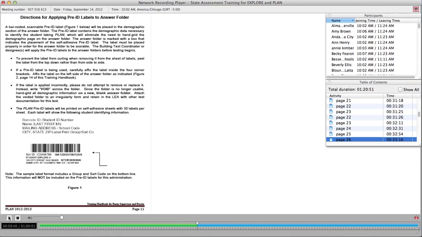If you'll look at that barcoded label, you will see that some of the information, and this is information that would have been pulled from iNow, some of the information that is inside that barcode will not be visible to you or to the student, and that would include such information as free and reduced lunch, special status codes, and that sort of thing. Okay.